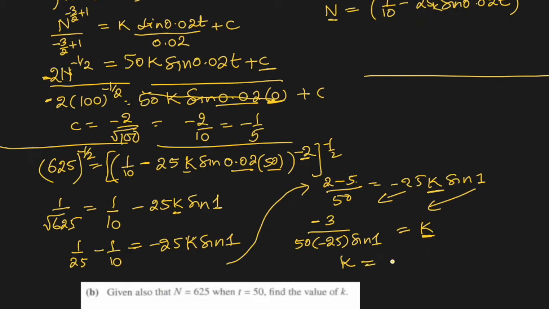When I use my calculator, I got 0.0028521. So we can write it to 3 significant figures. This is the value of k. What next?